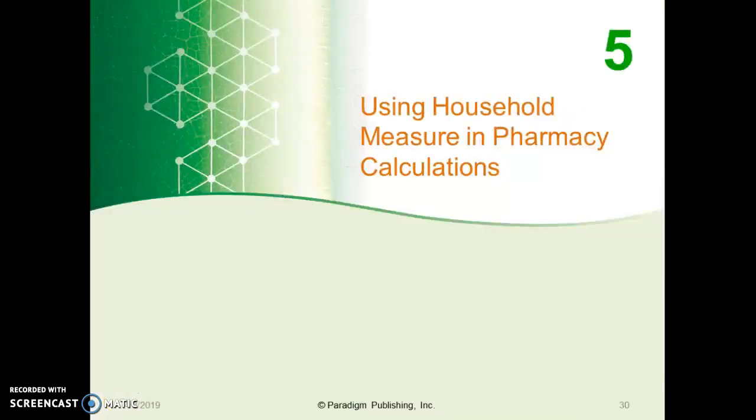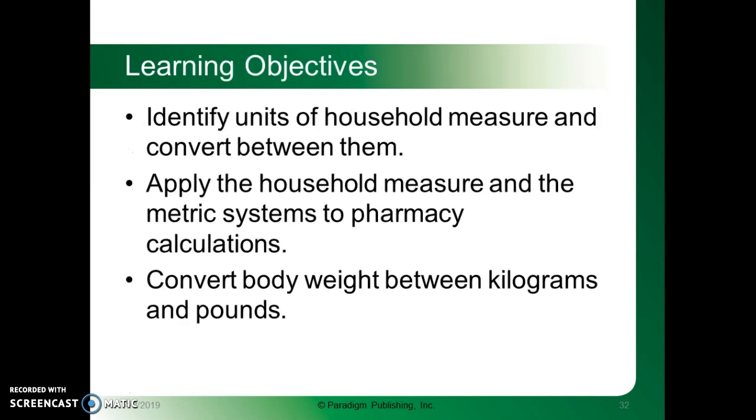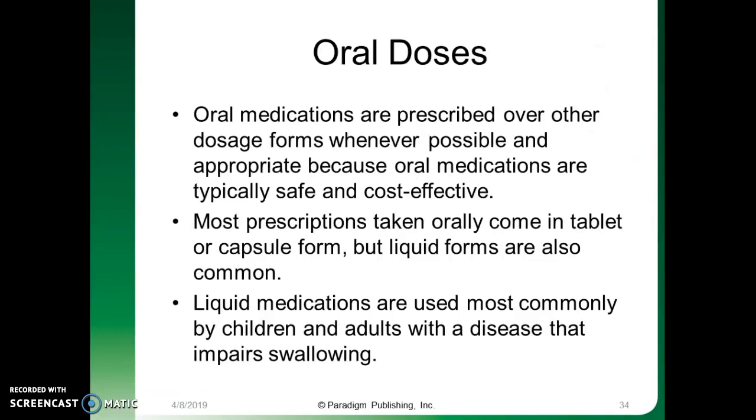So we're continuing with chapter 5. In this section, the topic is oral doses, starting on page 145, section 5.2. Our learning objectives are to determine pediatric doses using dosing tables and calculate the amount of medication to be dispensed. So what are oral doses?